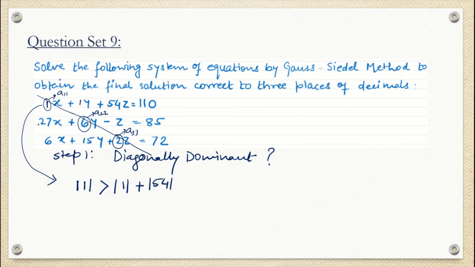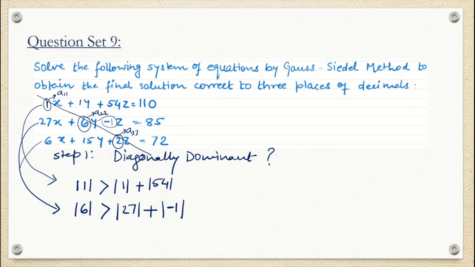Okay. Similarly, if I consider equation number 2, what do I have to check? I have to check the element which is present on the principal diagonal of the system. Which element is present? This A22 is 6. So the magnitude of A22 is 6. Whether 6 is greater than this 27, plus the magnitude of this element. This is minus 1. So I am going to use only the magnitude of this minus 1.